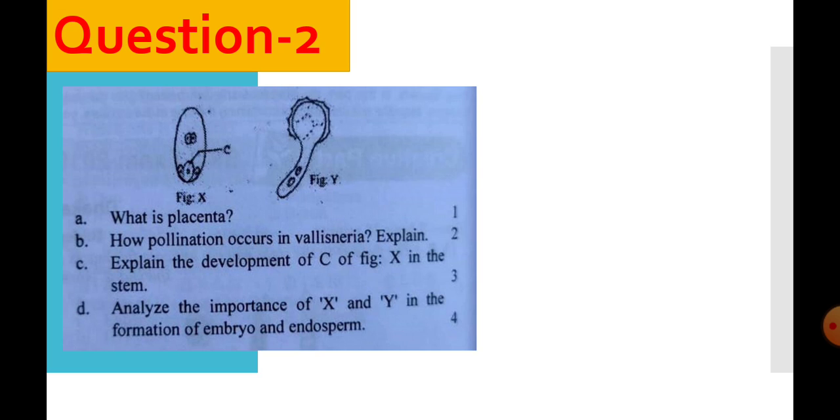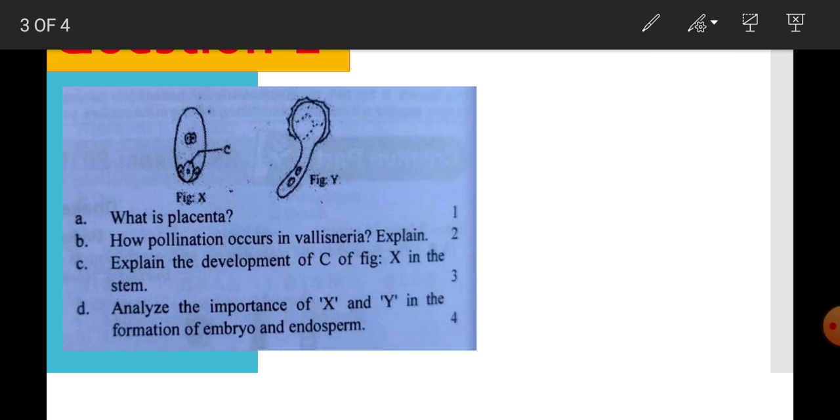So before going to question C, look at the stem. Here there are figure X and figure Y. In figure X, you can see this is an embryo sac, and in figure Y, this is a germinated pollen grain.